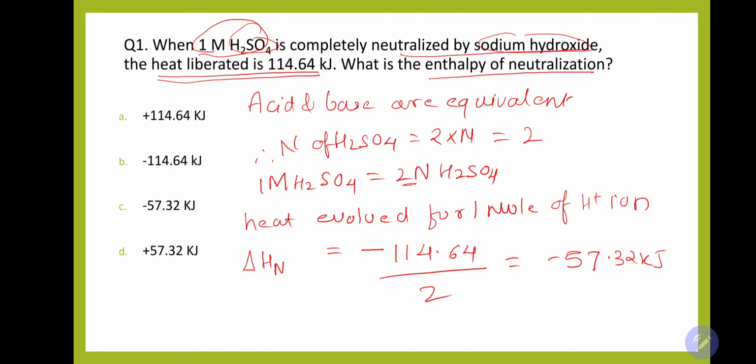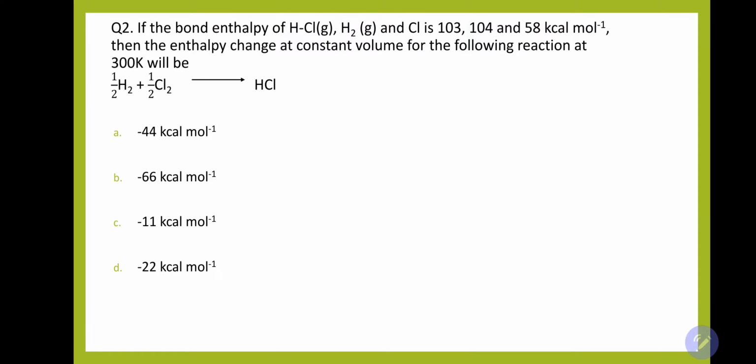Now let's move to our next question. If the bond enthalpies of HCl, H2 and Cl2 are 103, 104 and 58 kilocalories per mole, then the enthalpy change at constant volume for the following reaction at 300 Kelvin will be. Now they have asked you to find the enthalpy change, that is the enthalpy change taking place while the reaction is happening. That is nothing but the enthalpy of reaction. You have to find the enthalpy of reaction.